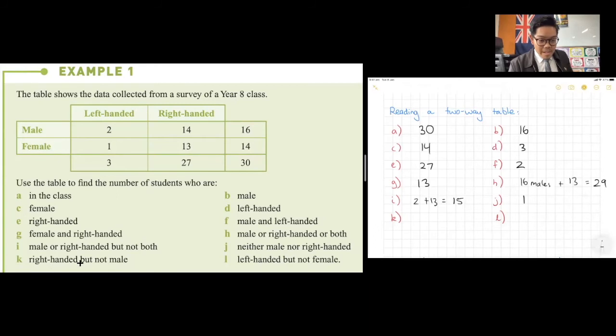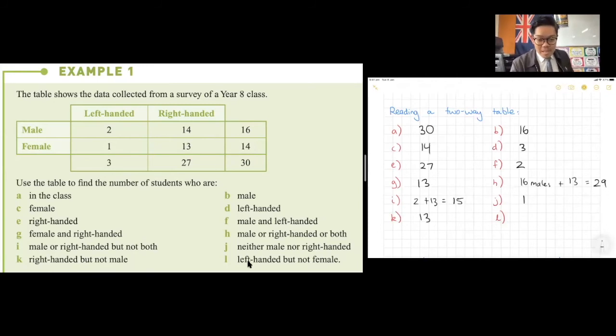Right, now it says right-handed, but not male. Okay, so we look here, there's right-handed, but not male. How do I word this? Not male means female. Do you guys get that? Hopefully, it's 2020, you guys get that by now. But not male means that they're female, but they're right-handed. So there's 13 of those.